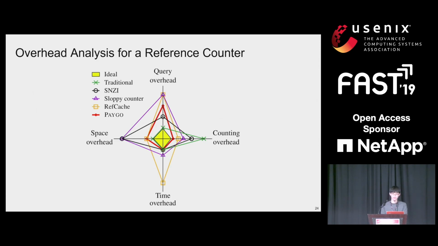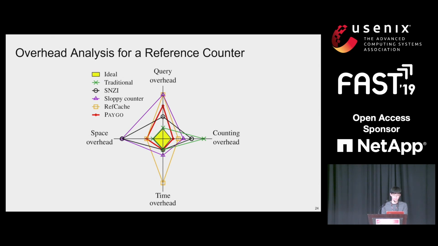Summarizing all the characteristics of PayGo in our radar chart, PayGo has better counting scalability. But the query overhead of PayGo is worse than the traditional scheme, since it has to read all of the local counts from the local reference caches. However, the anchoring scheme in PayGo can mitigate the query overhead of PayGo.